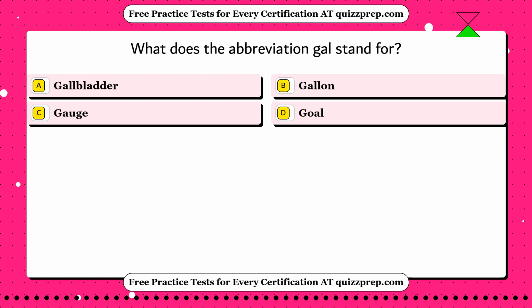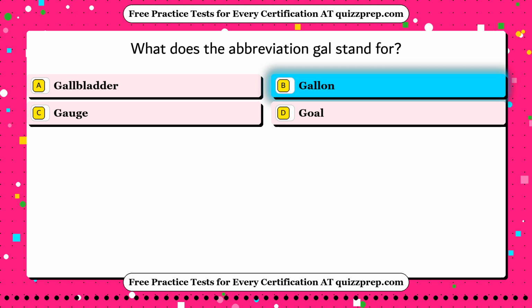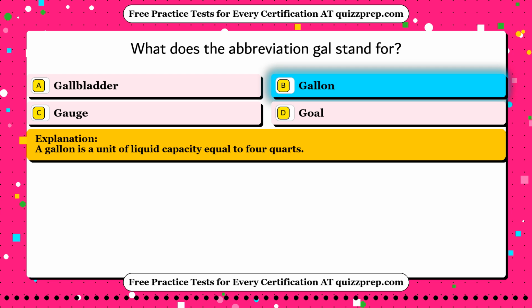Question 45. What does the abbreviation GAL stand for? Option A, gallbladder. Option B, gallon. Option C, gauge. Option D, goal. The correct answer is option B, gallon. A gallon is a unit of liquid capacity equal to 4 quarts.